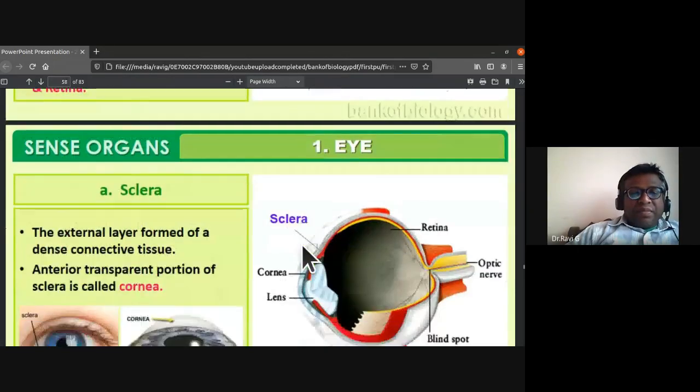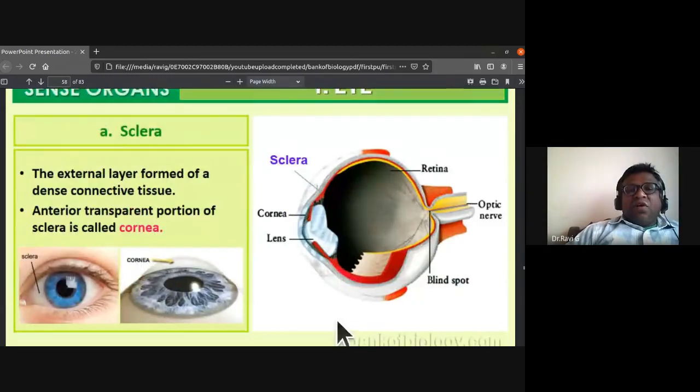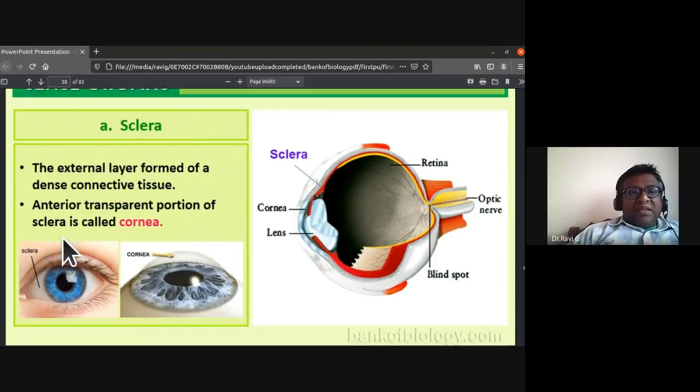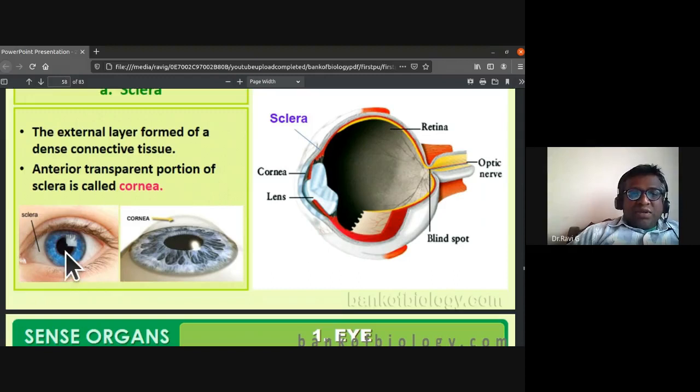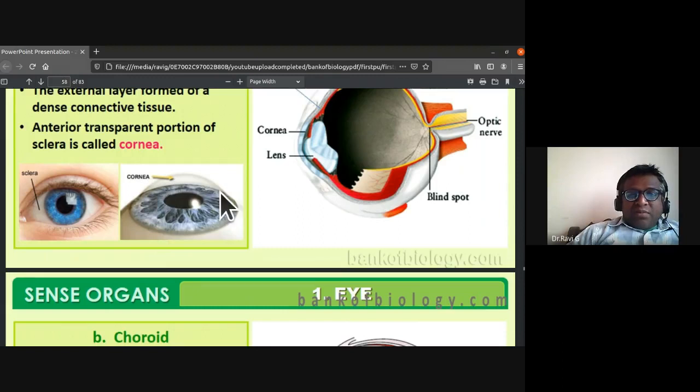The external layer, formed of a dense connective tissue, is the sclera. Here, the white part of the eye is the sclera. The anterior transparent portion of the sclera we call the cornea.